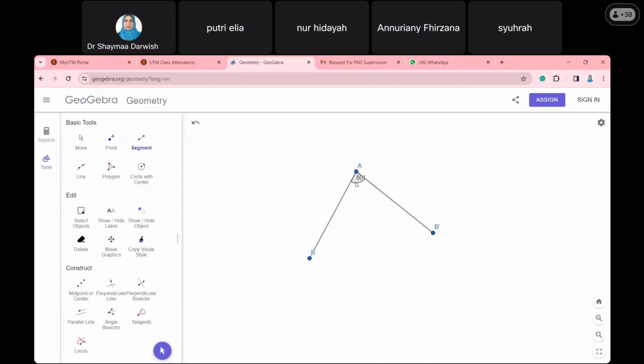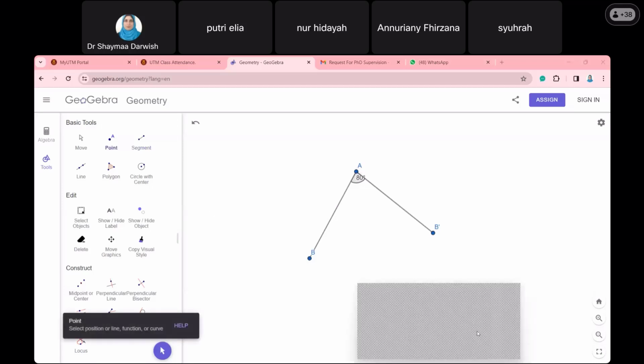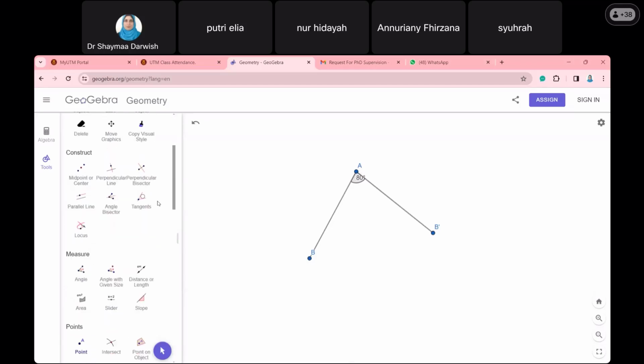I will bisect this angle into two angles. Each one is 40 degrees. So the first step that I will do is I will take any point on AB. Let's follow the same. We call it D.